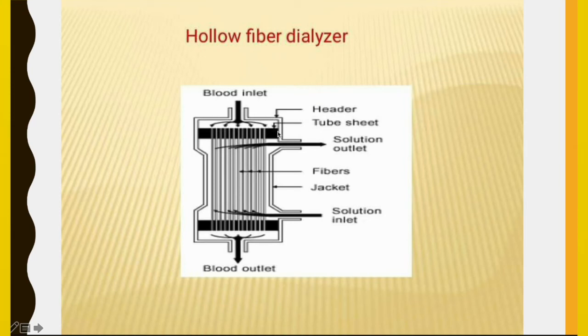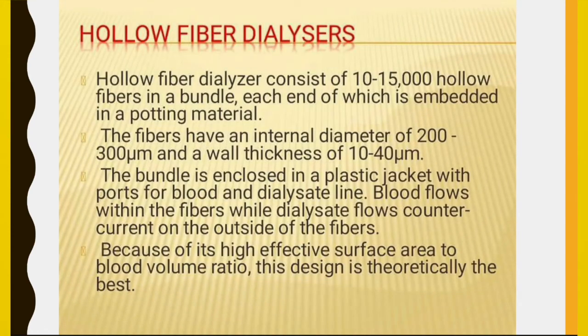This part is known as the header, and these are the membranes which are embedded in this black sheet. This black sheet is mainly made up of polyurethane. This is the fiber jacket. These are the hollow fibers, and this is the jacket, which is the supporting structure mainly. So now this is the brief information about the hollow fiber dialyzer.